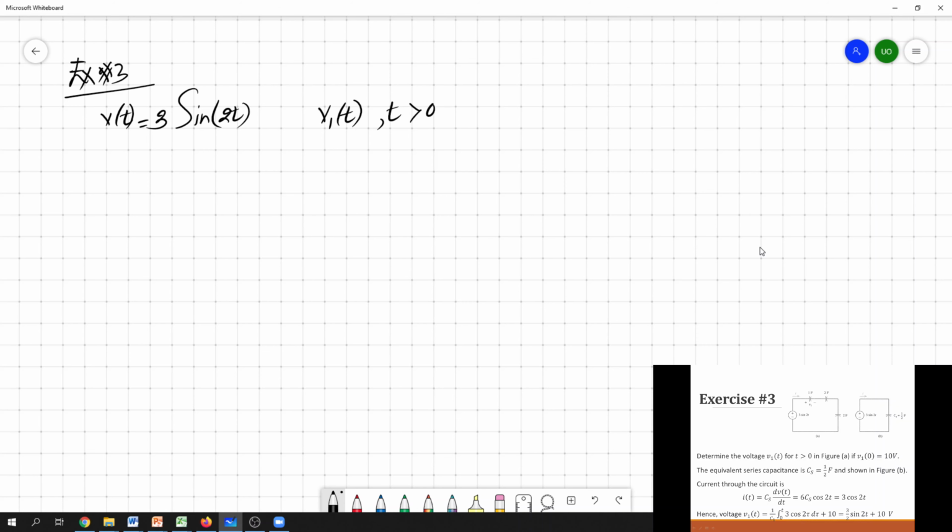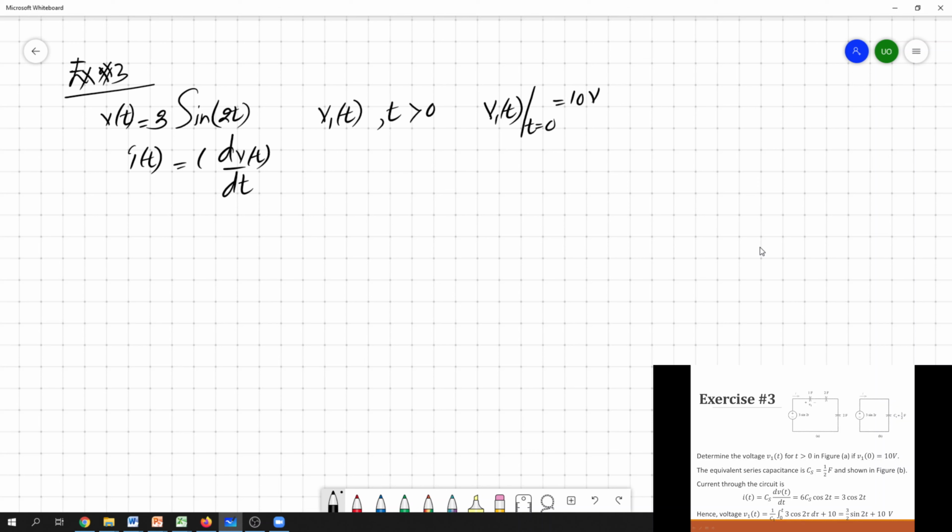So you are asked to evaluate the voltage across the first capacitor, and it says that the initial condition of the first capacitor equals 10 volt. So how do you approach it? So we know that this is the relationship between the voltage and the current across the capacitor.